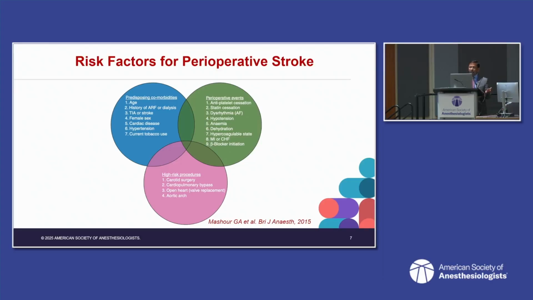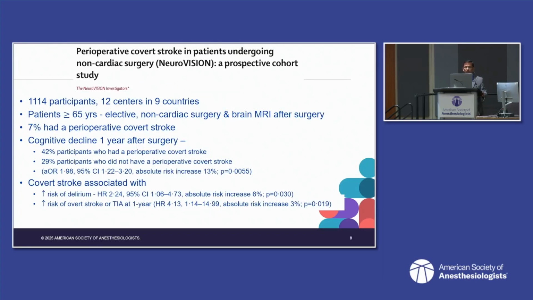And then in terms of the surgical procedure itself, as I mentioned earlier, carotid surgery, cardiac surgery, valvular procedures are the ones which are particularly predisposed to this complication. But increasingly, we are learning now that it's not just the overt stroke, but the covert strokes, which are way more common than we ever thought they would be.